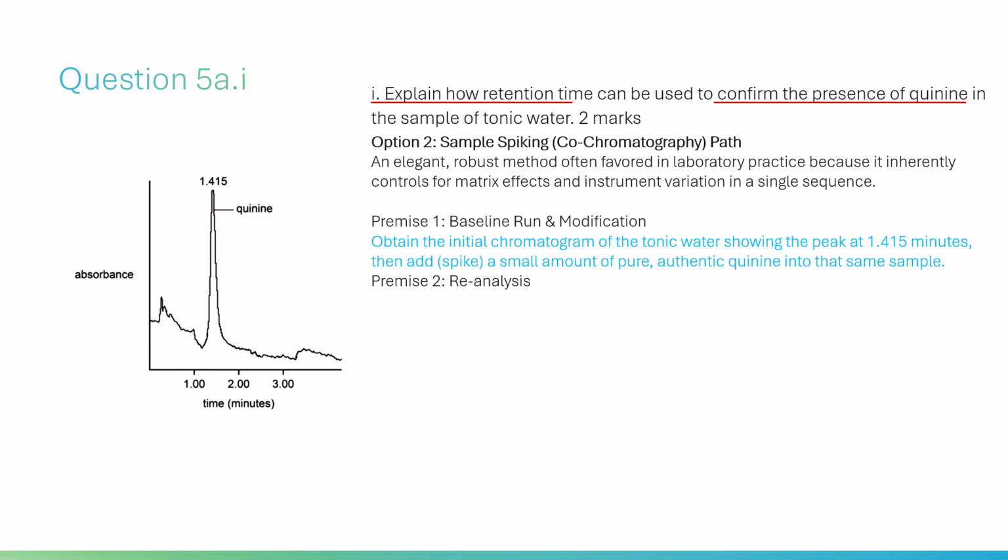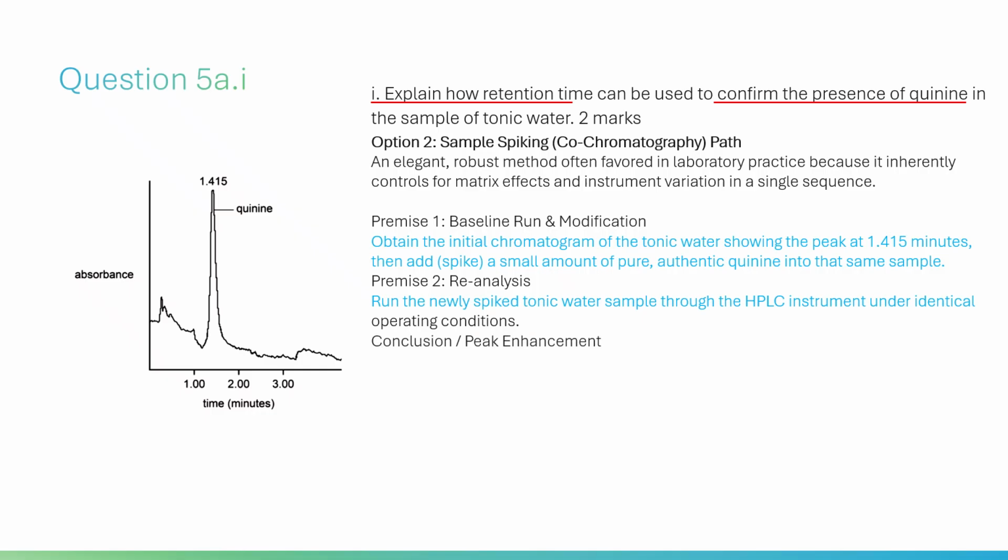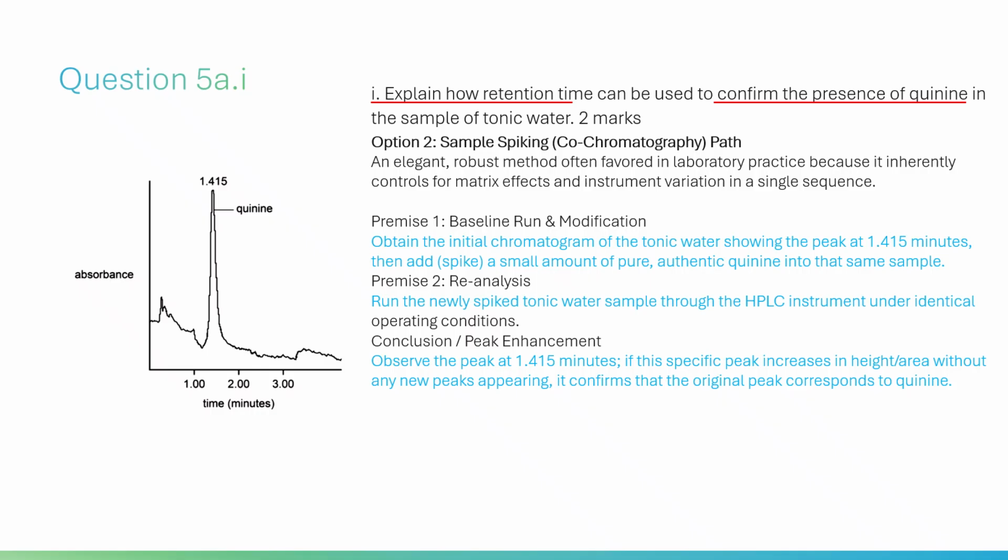Premise 2, Reanalysis. Run the newly spiked tonic water sample through the HPLC instrument under identical operating conditions. Conclusion: peak enhancement. Observe the peak at 1.415 minutes. If this specific peak increases in height and area without any new peaks appearing, it confirms that the original peak corresponds to quinine. Key takeaway for students.